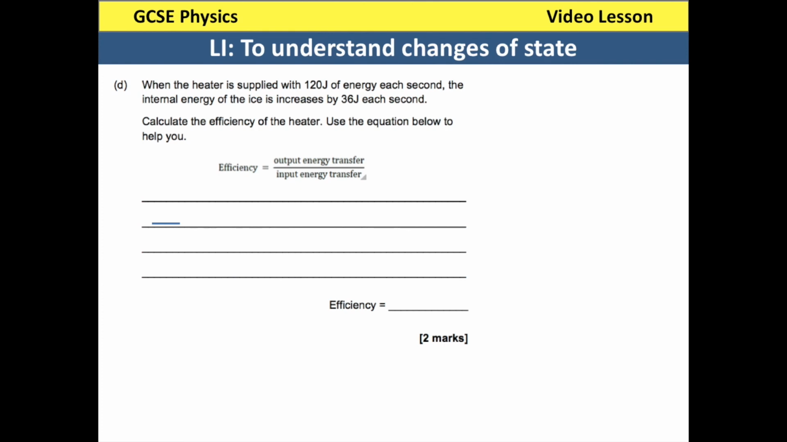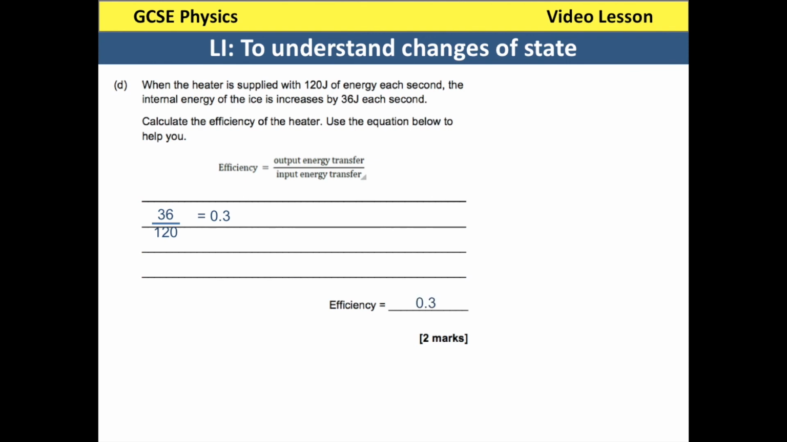The output energy transfer is going to be 36 joules because that is what is being provided to the internal energy store that we're trying to raise. So we'll be doing 36 divided by the input energy, and it's being provided with 120 joules, so the input energy is 120. So we do 36 divided by 120. That is one method mark. The second mark is for the final answer, which is 0.3. So you would write 0.3 on the answer line.